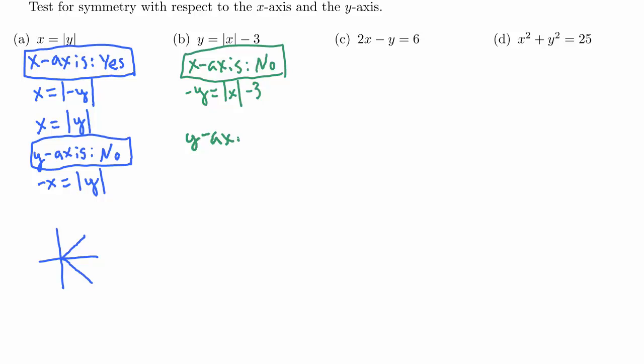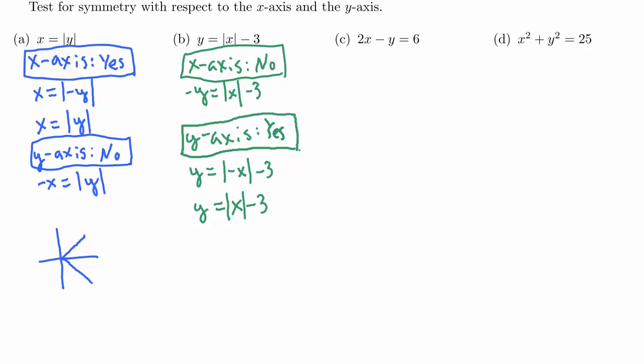Then we need to look for y-axis symmetry. And again, we replace the x with negative x, and that gives me y is equal to the absolute value of negative x minus 3. Again, because it's the absolute value of negative x, that makes this y equals the absolute value of x minus 3. This is the same as the original equation. Therefore, it is symmetric with respect to the y-axis.